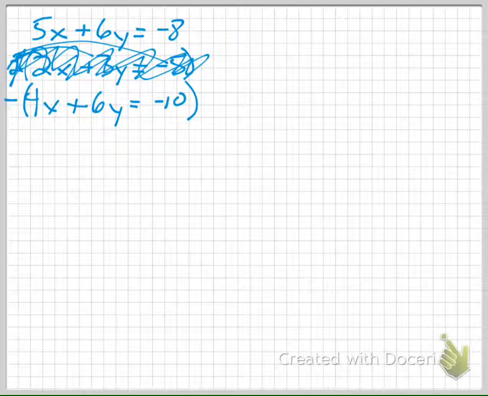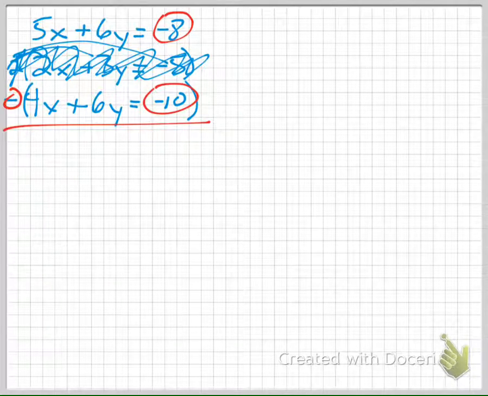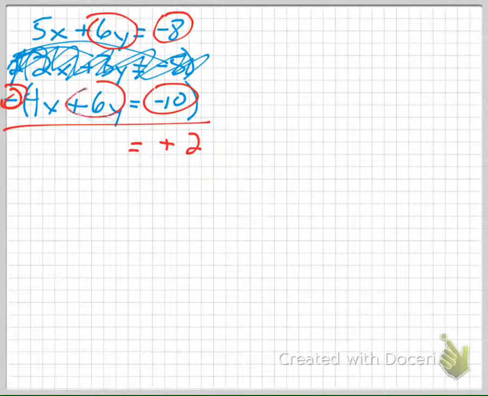So remember, this is how I do this. Pay attention, don't forget. It's negative 8 minus negative 10. Negative 8 minus a negative means plus. So that's a plus 2. 6y minus positive 6y is 0. They're gone. 5x minus 4x is just x. Oh, x equals 2. Make sense?